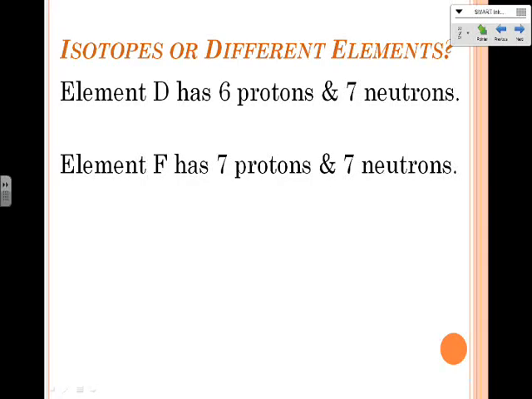Okay, let's look at some examples and see if you can determine if these elements are isotopes or if they're just completely different elements. After we read each one, you can pause the video until you have your answer and then restart it to make sure you're right. Element D has 6 protons and 7 neutrons. Element F has 7 protons and 7 neutrons. Are these isotopes or are these different elements? Go ahead and pause the video and decide.